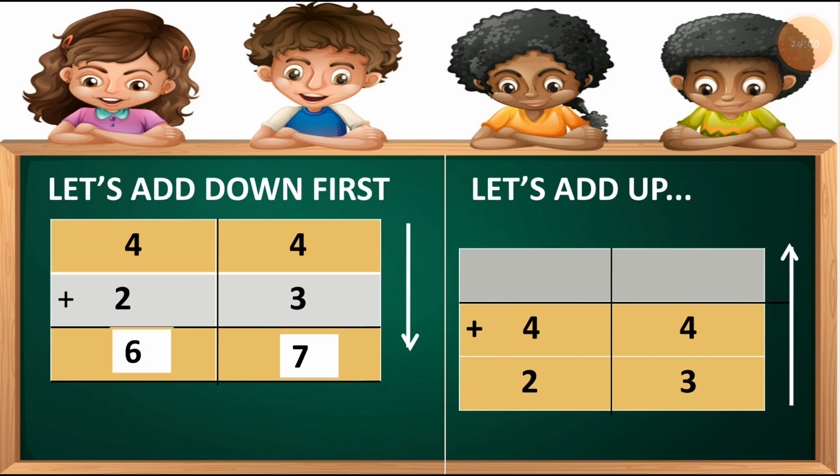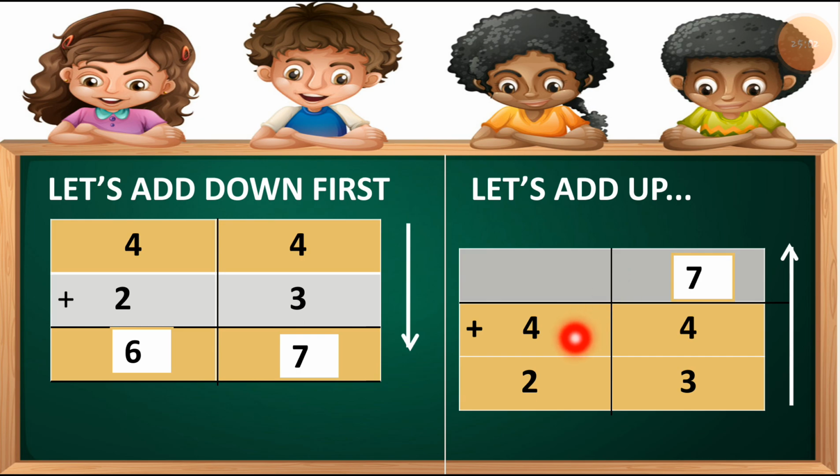So I write number 6 there, and the answer is 67. Now students, let's check this answer by adding up. Here is 3 plus 4, which is the ones column. So we take 3 first. 3 plus 4 is equal to 7. So I write number 7 at the ones column.